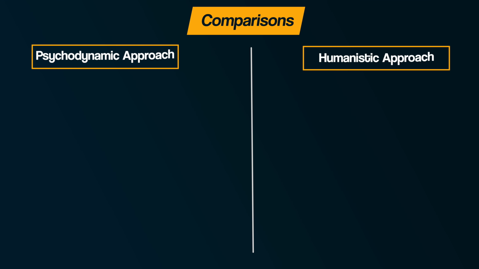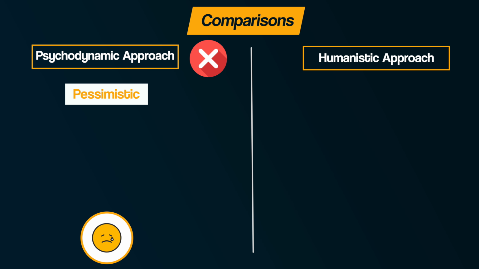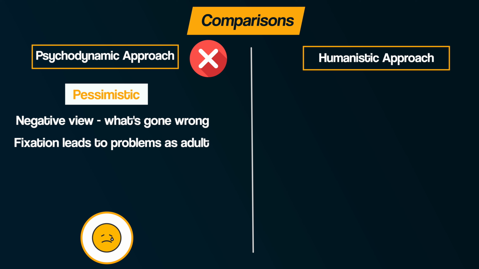Finally, one of the ways that the psychodynamic approach can be evaluated is through comparing it with the humanistic approach. For example, the psychodynamic approach can be criticised for being pessimistic. This is because its view of human behaviour is rather negative. For example, firstly, it focuses on what has gone wrong during the psychosexual stages of development, and specifically how any fixation at one of the stages has led to negative consequences as an adult.